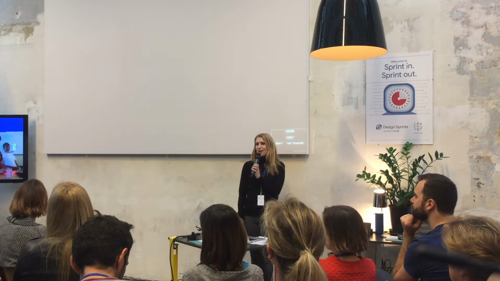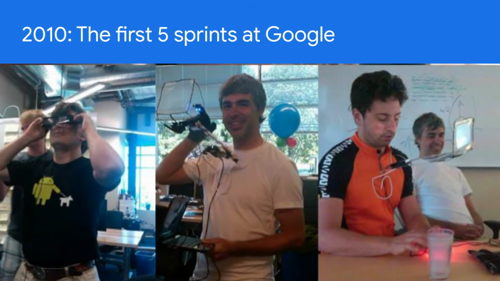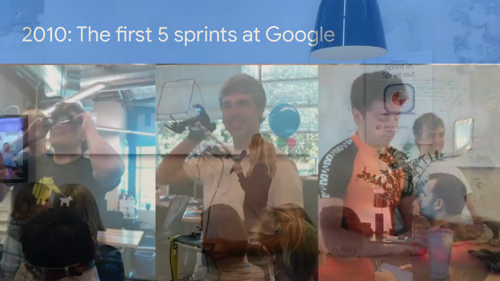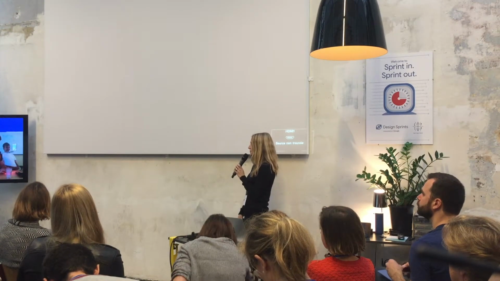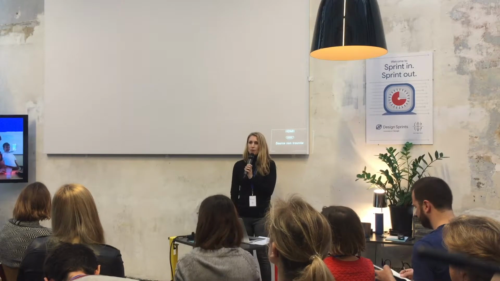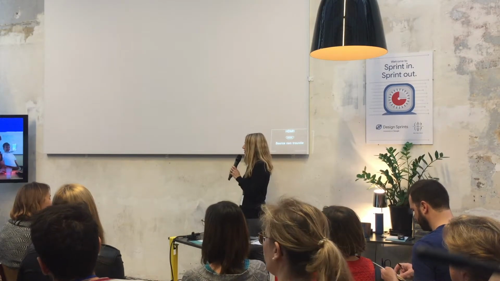2010 is when the first 5 design sprints were done at Google. Here's some fun old pictures to show you the folks who were in these design sprints. Tom Chi is one of the creators of this methodology, along with Jake Knapp. The interesting thing, I'll show you in a little bit, is Google Ventures and Google X were in the same building, and they were trying out different things together.